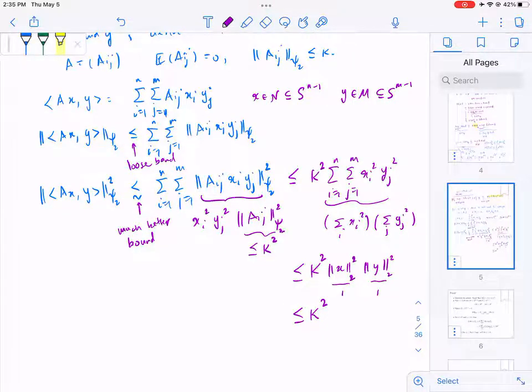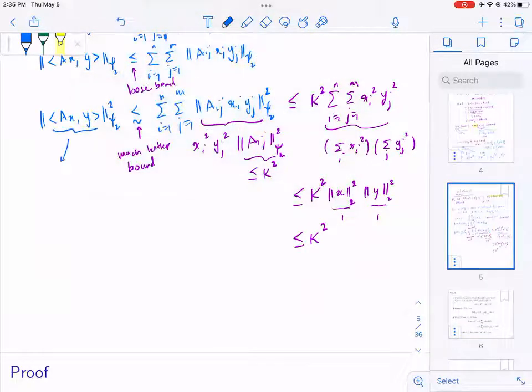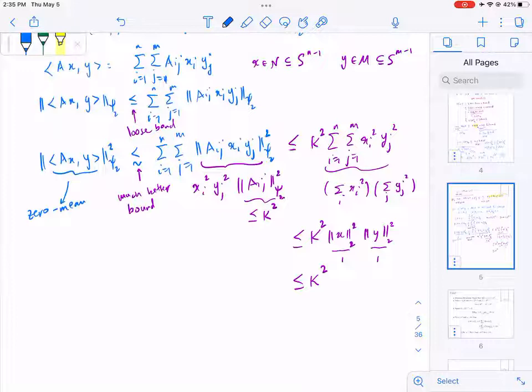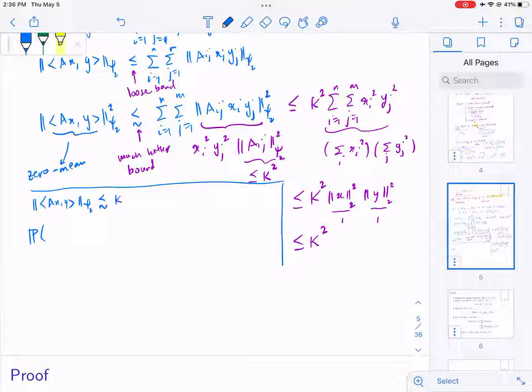Now how can I write a tail bound? What is the mean of this, by the way? This is zero mean. It's a linear function of aij. So it's a zero mean, sub-Gaussian random variable with the sub-Gaussian norm being k at most. So I can write a tail bound for this. From the fact that the psi2 norm of axy is up to a constant k and the expectation is 0, I can write a one-sided tail bound.